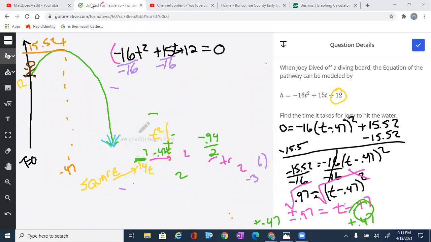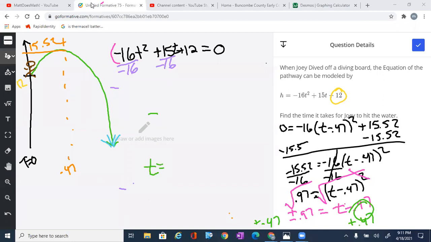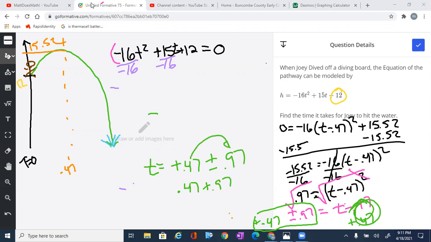But what we're going to do now is type in this statement: t equals 0.47 plus or minus 0.97. This statement right here, this went away, and that is what t is going to be equal to. So now let's do that. I type into Desmos 0.47 plus 0.97, and then I'm going to type into Desmos 0.47 minus 0.97. So let's go ahead and do that.